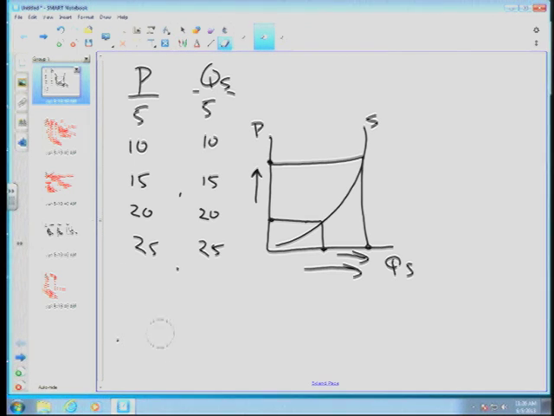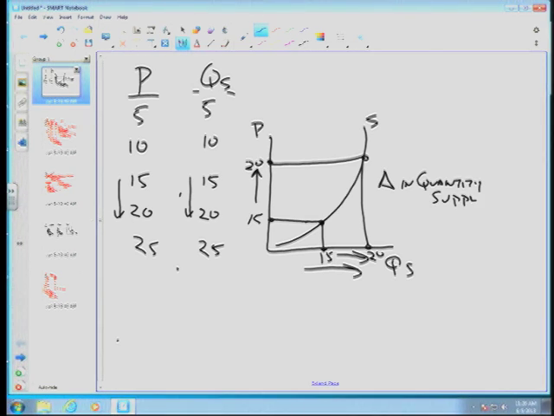A change in price will lead to a change in quantity. If the price of the good goes from $15 to $20, okay, then the quantity supplied will also increase, 15 to 20. Okay? We will move along the supply curve. This is a change in quantity supplied. Okay? Quantity supplied. A movement along the supply curve caused by a change in price.